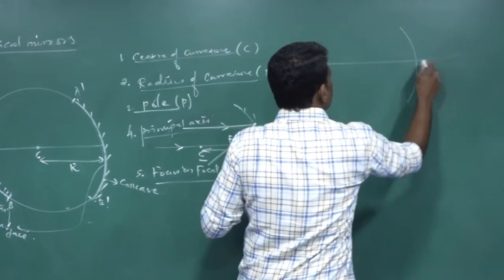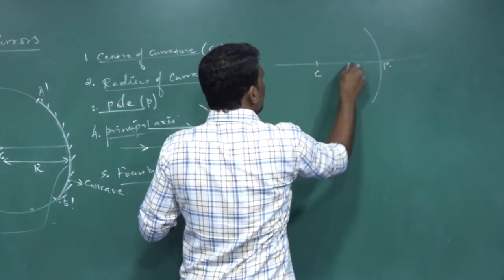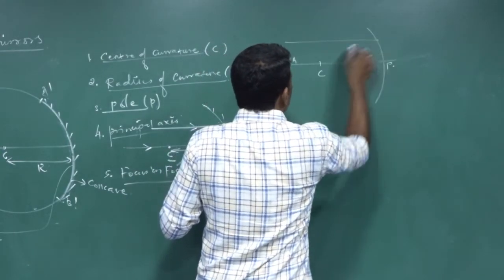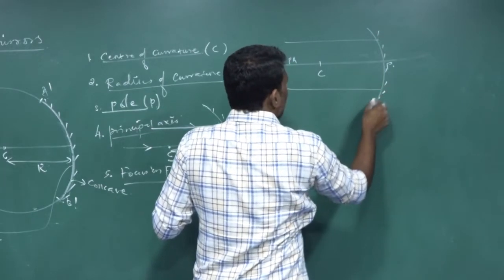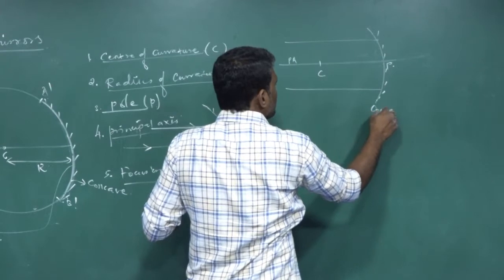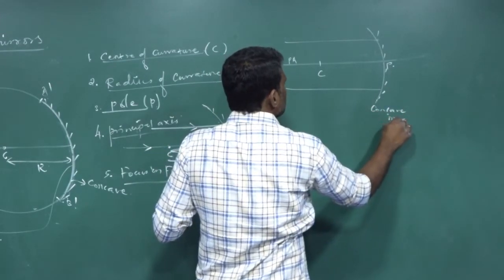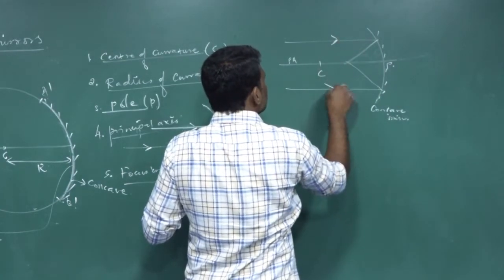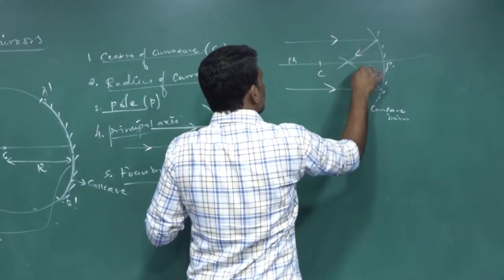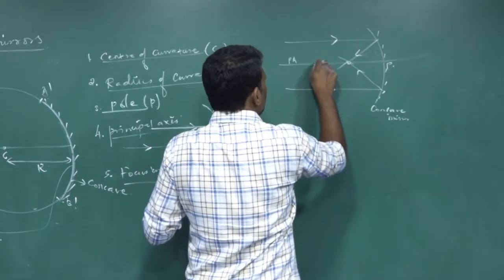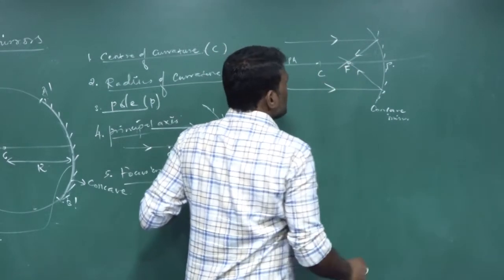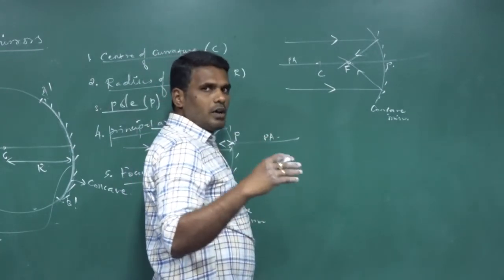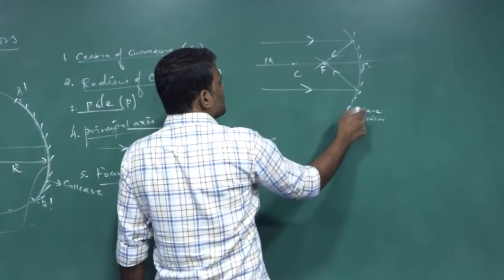This is the principal axis. This is the pole of the mirror. This is the center of curvature. And this is the principal axis, as I told you. Then, the rays passing parallel to the principal axis, as I told you, are falling on a concave mirror. This is a concave mirror. After reflection from the concave surface, the rays meet at a particular point on the principal axis. This point is called the focus or focal point or principal focus. This is for a concave mirror.